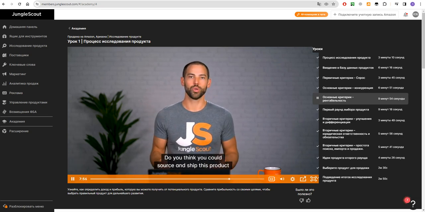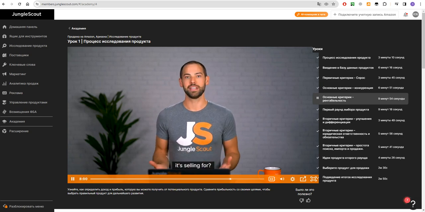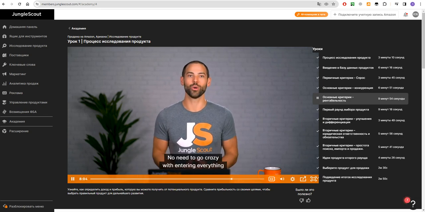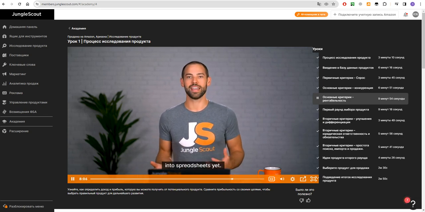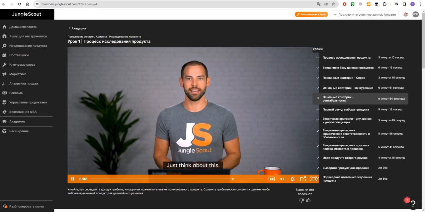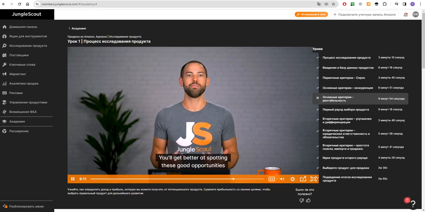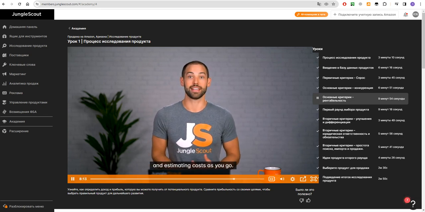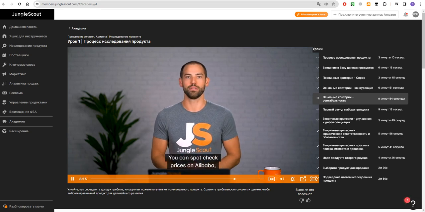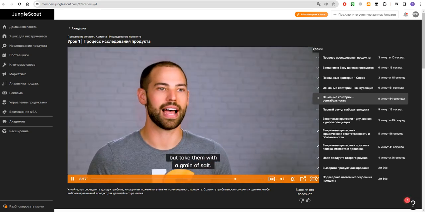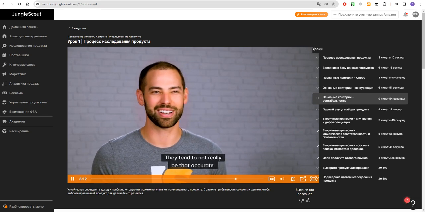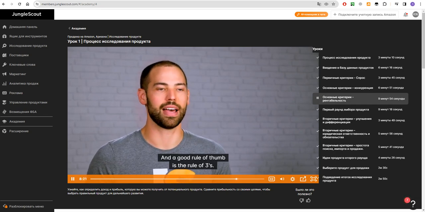Do you think you could source and ship this product into Amazon for significantly less than what it's selling for? That's ultimately the goal here. No need to go crazy with entering everything into spreadsheets yet. Just think about this. You'll get better at spotting these good opportunities and estimating costs as you go. You can spot check prices on Alibaba, but take them with a grain of salt. They tend to not really be that accurate.